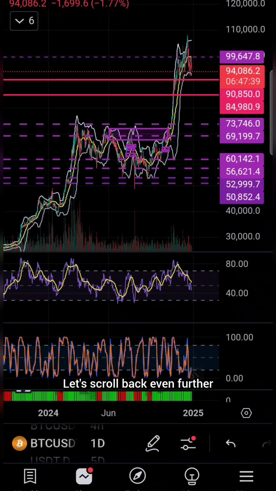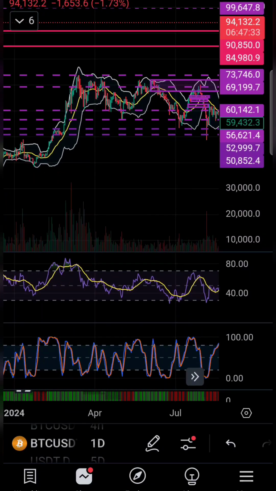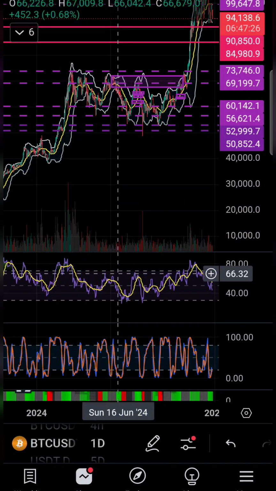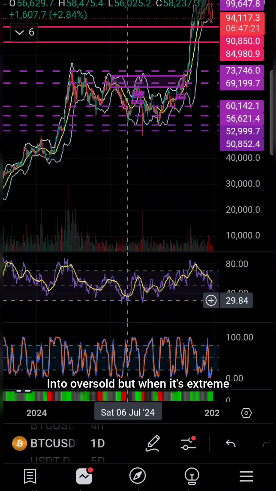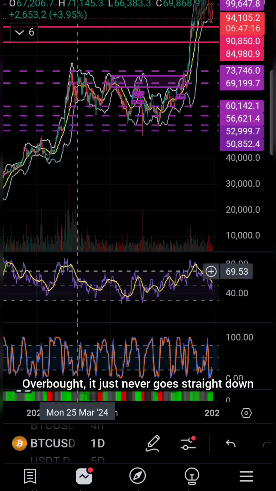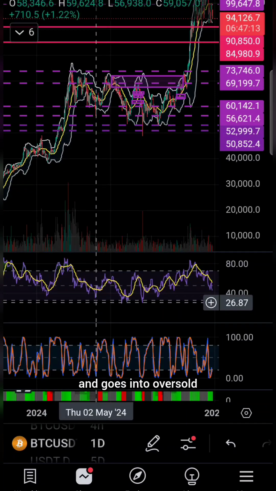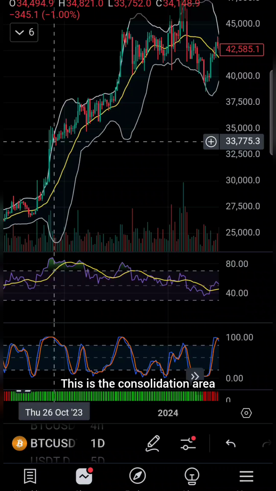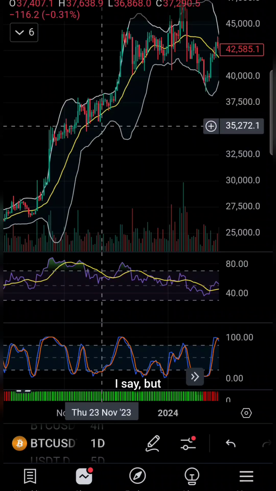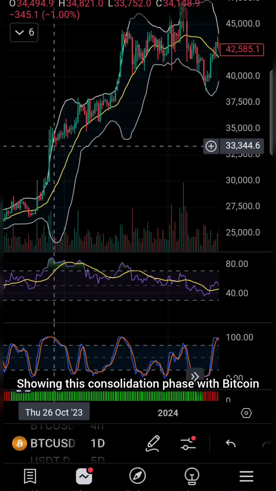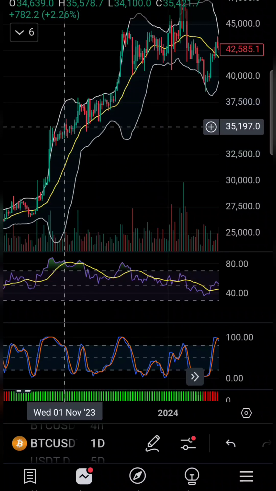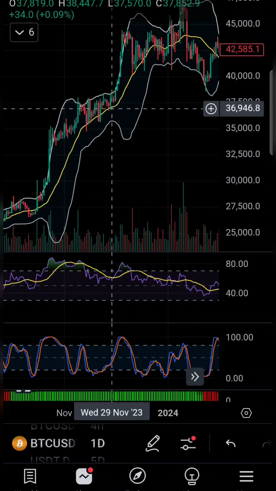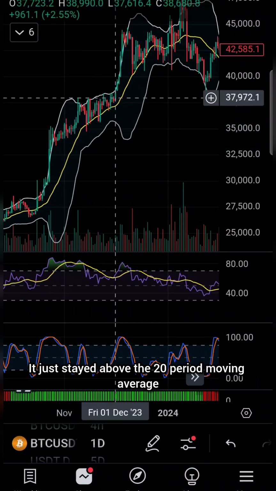Let's scroll back even further. Now this is a bull market. In this bull market, you can see when the RSI comes high, not into overbought, it can dip into oversold. But when it's extreme overbought, it just never goes straight down into oversold. Right here, zoom in, Bitcoin. Once again, this is an uptrend. This is the consolidation area that I made a video about about 2 weeks ago, showing this consolidation phase where Bitcoin just never wanted to die. We just had this choppiness, and Bitcoin didn't want to go to the bottom of the Bollinger Band. It just stayed above the 20-period moving average, this yellow line.